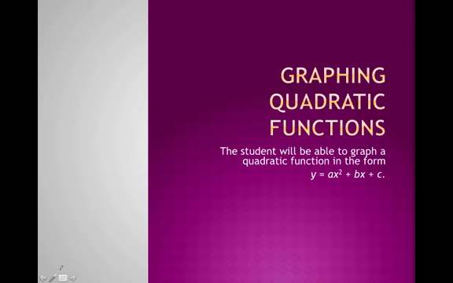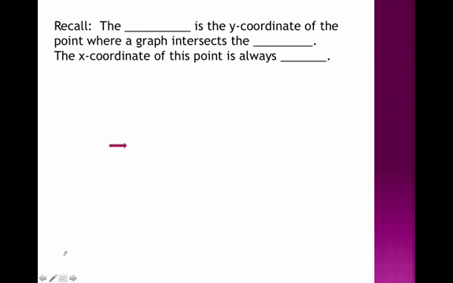So in this video we're going to learn about graphing quadratic functions. Recall that the y-intercept is the y-coordinate of the point where a graph intersects the y-axis, of course. And at that point where a graph intersects the y-axis, the x-coordinate of this point is always 0.